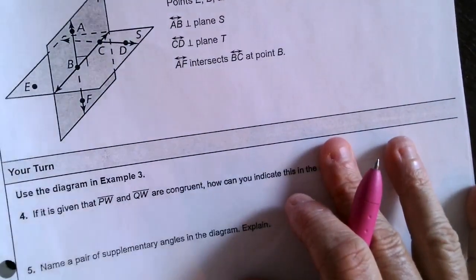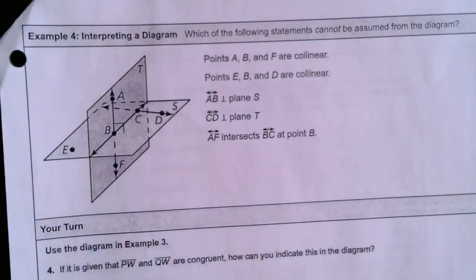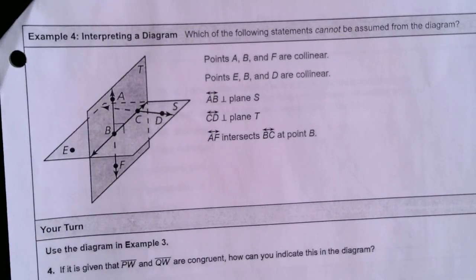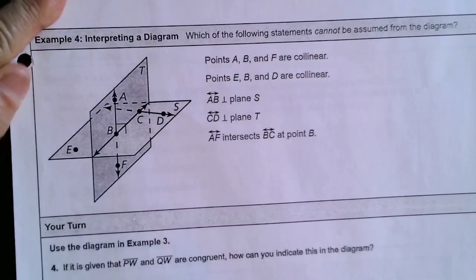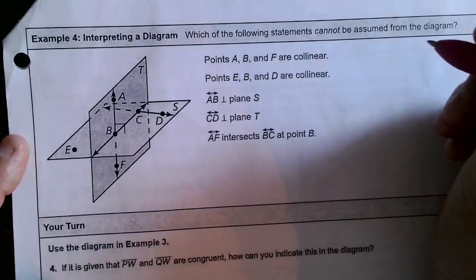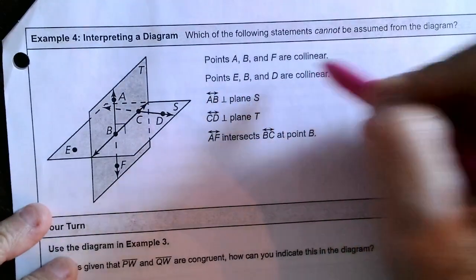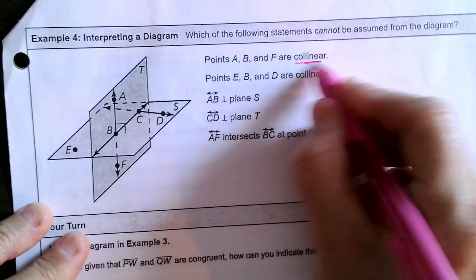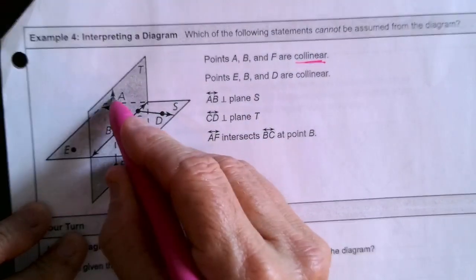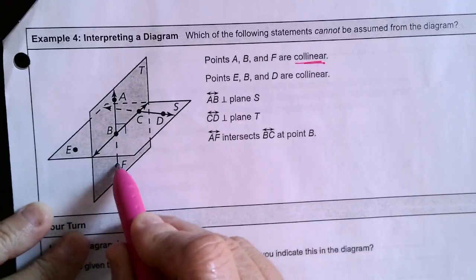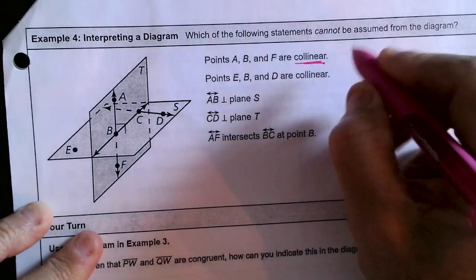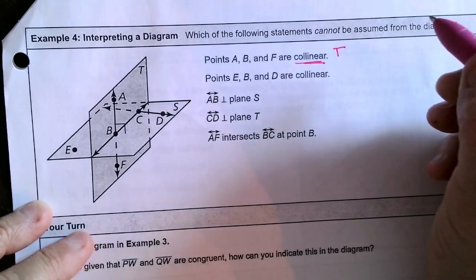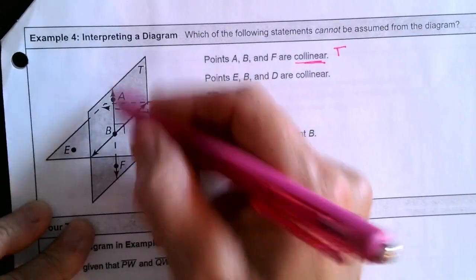Okay, example 4. So here it says, we're going to interpret the diagram. Which of the following statements cannot be assumed from the diagram? So remember, you have to have markings in order to assume certain things, or to know certain things. It says here, points A, B, and F are collinear. That means they lie on the same line. So let's see, points A, B, and F. Yeah, that is true, because the line is drawn right there. You can see the line right there.